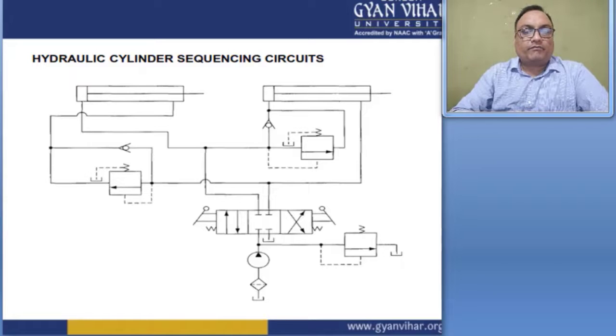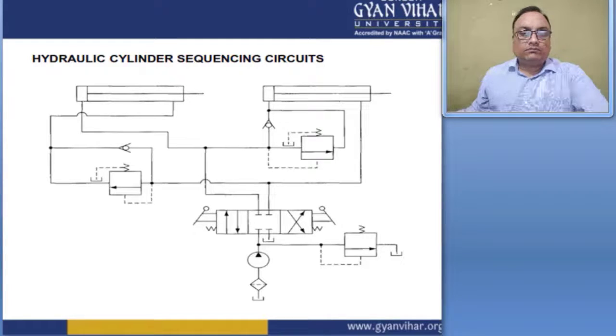And the control valve, this is a 4x3 control valve type, and here one constant displacement pump, also called a fixed displacement pump, is used. This is the filter and this is the reservoir. Here three pressure reducing valves are used, and this valve is used for the sequence of operation of this circuit.